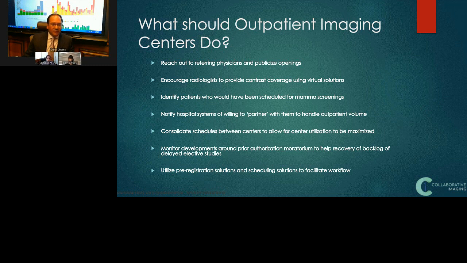So let's monitor those, and as soon as we can get that relaxation done, let's make sure that we reach out to patients and get those patients in and reallocate our staff so they don't have to focus on the prior authorizations. And then utilize pre-registration solutions and scheduling solutions to facilitate workflow. Let the patients schedule themselves, let the patients pre-register themselves, let them go through that process so they're in control of their patient care all the way through, as opposed to coming into the imaging centers and accumulating over there and standing around filling out forms. Let's get that done before the patient even comes in.